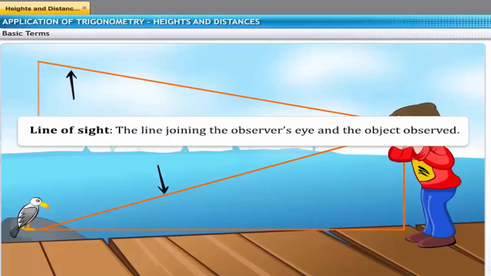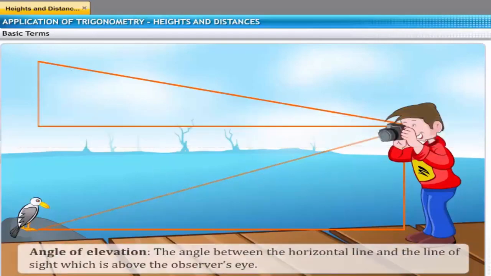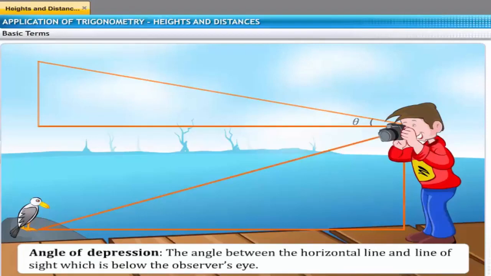In the first instance, the seagull was flying overhead, and the camera was elevated upwards with respect to the horizontal line. While in the second instance, the camera was bent downwards with respect to the horizontal line. The angle which is formed by the line of sight, which is above the line of the observer's eye, is called the angle of elevation. And the angle formed by the line of sight, which is below the line of the observer's eye, is called the angle of depression.